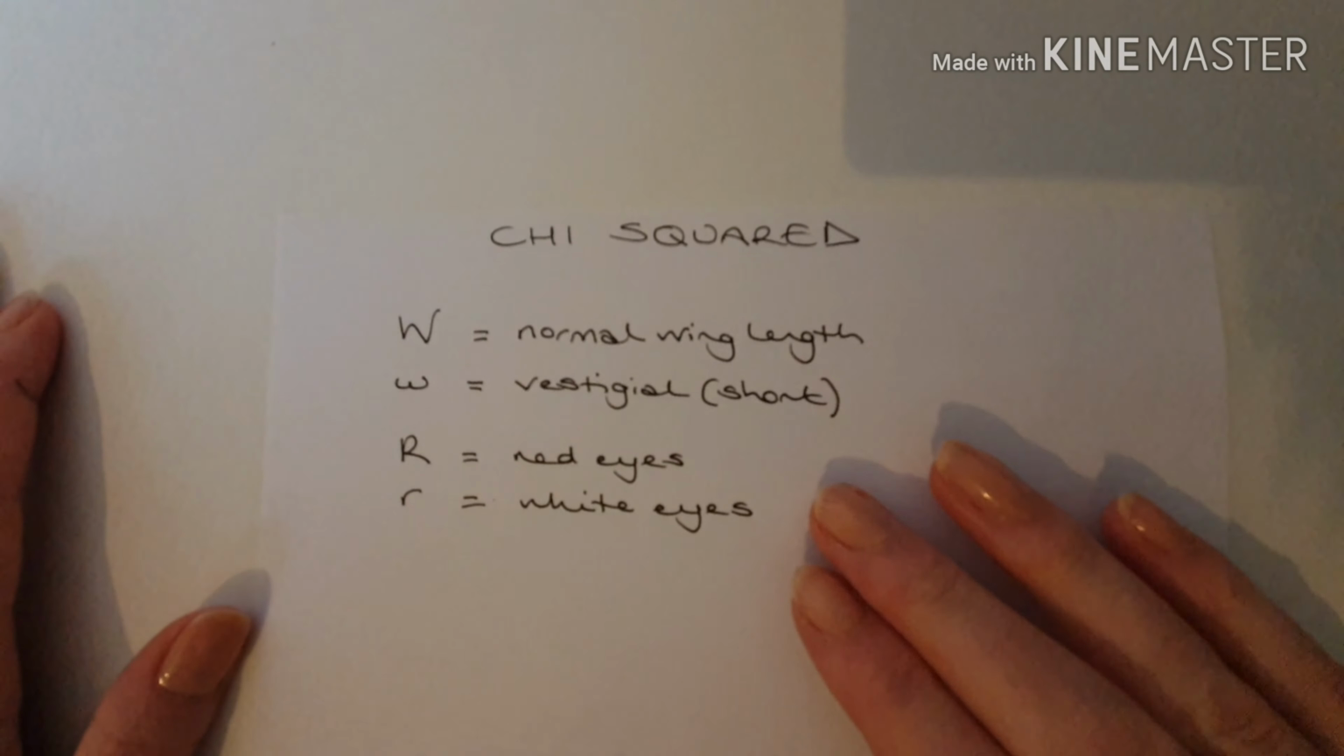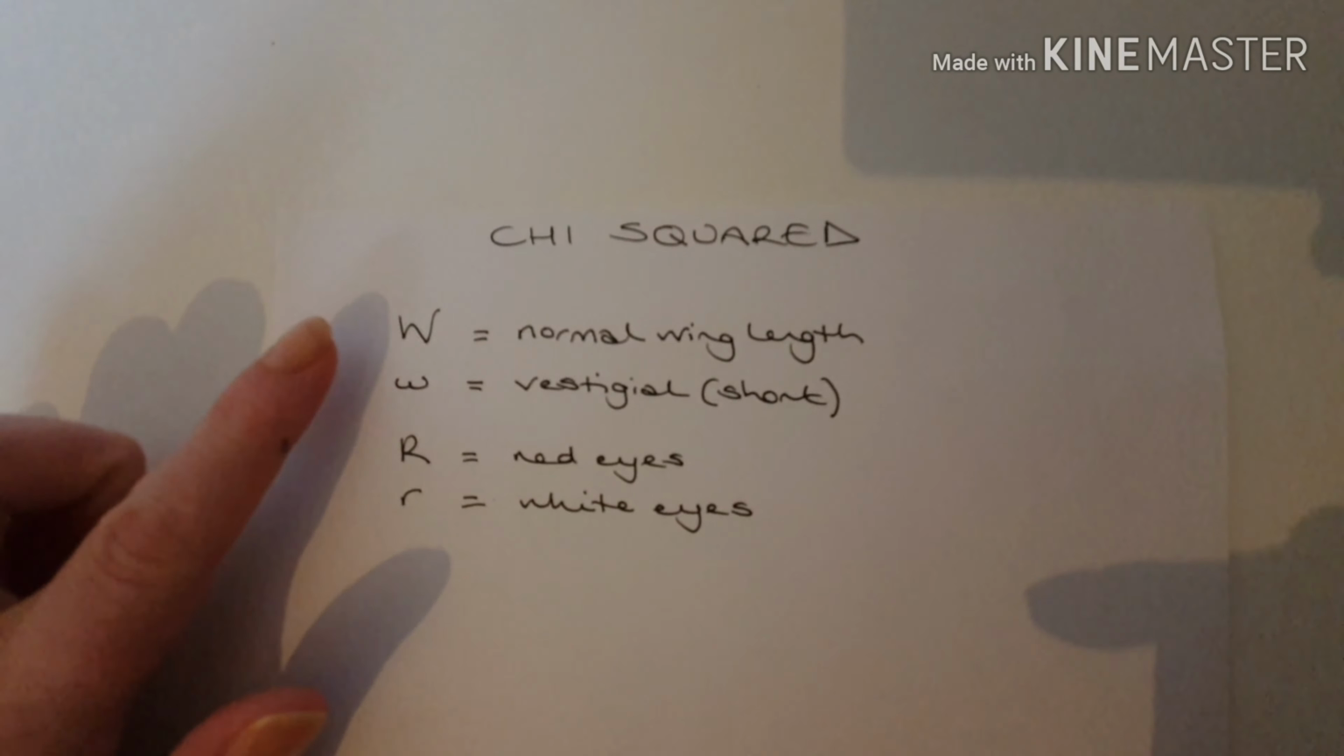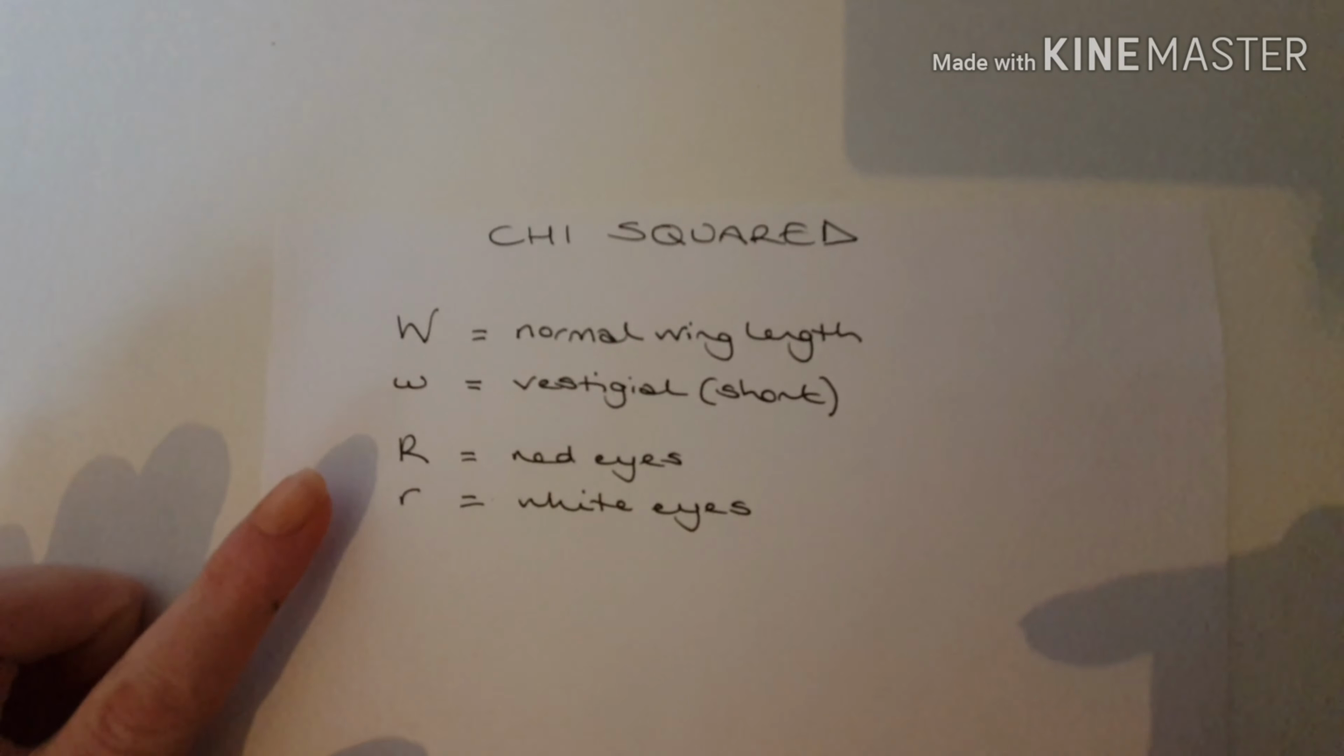Okay, so we're doing it on Drosophila, so fruit flies, not real Drosophila. I've not got real flies flying around. The two genes I'm going to give you are for wing length and for eye colour.